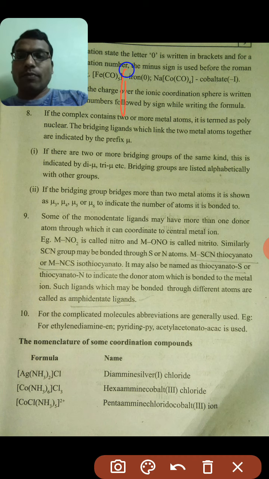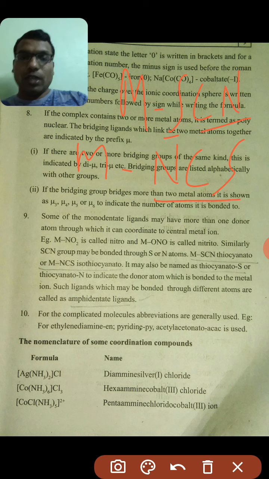Okay, so next there is another example. Suppose MSCN, or we can also write it like this, MNCS. Now the first one is thio, S is thio. This is thiocyanate, CN is cyanate. So this one, NC, is isothiocyanate. Okay? So we can write this as thiocyanate-S.